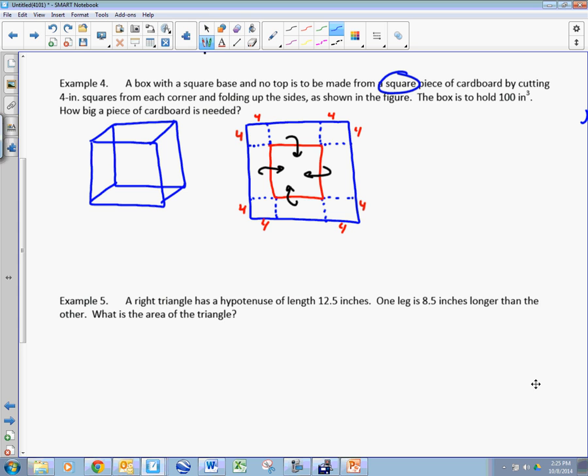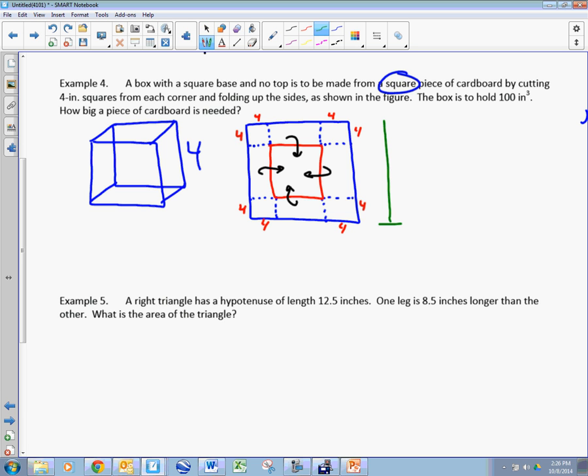All right. So it says it holds 100 cubic inches. 100 cubic inches, is that area or volume? That's volume. Okay, so let's check and see what's going on here. If it's volume, I need all 3 dimensions. Now, your first dimension, I want to look at this height here. If you fold these up, how high is it going to be? It's going to be 4. But the question is, what about the length and the width?